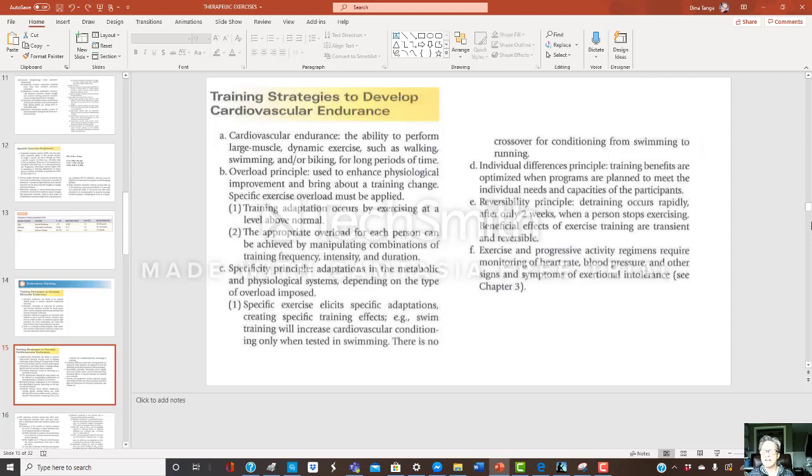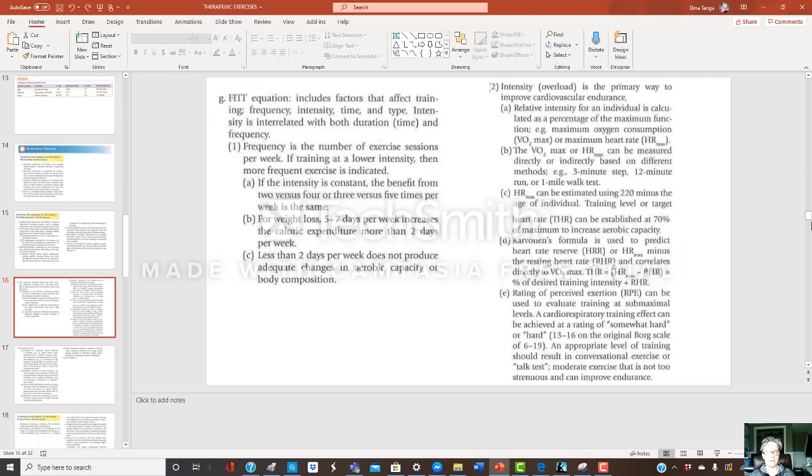Exercise and progressive activity regimens require monitoring of heart rate, blood pressure, and other signs and symptoms of exertional intolerance. See Chapter 3. The FIT equation includes factors that affect training: frequency, intensity, time, and type. Intensity is interrelated with both duration, time, and frequency.